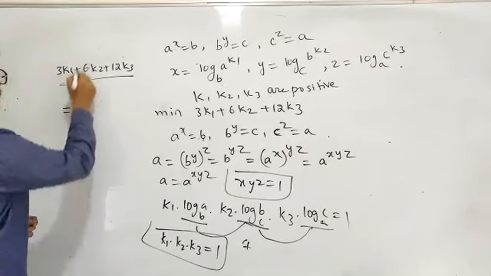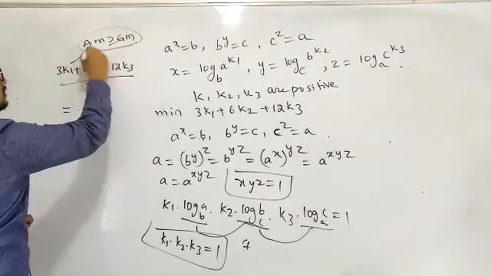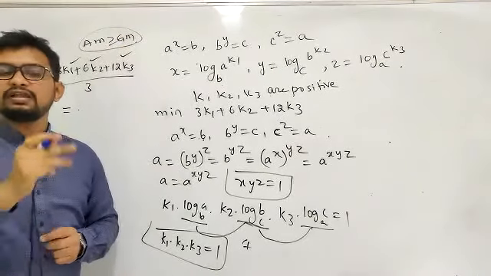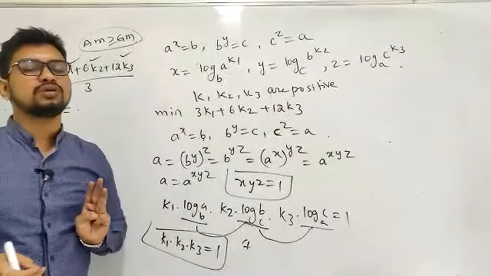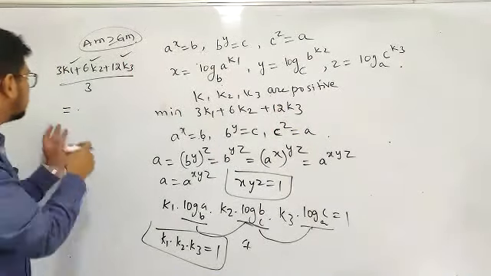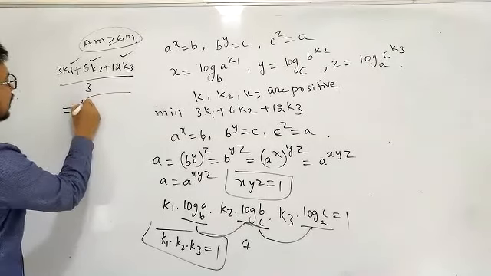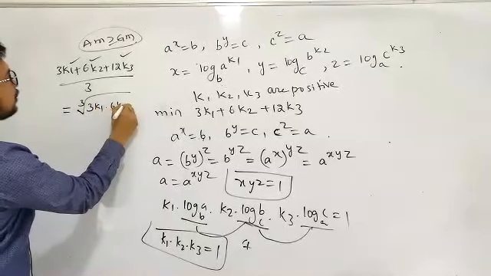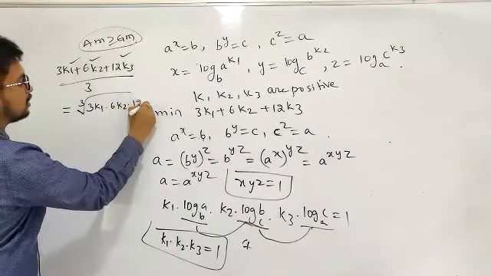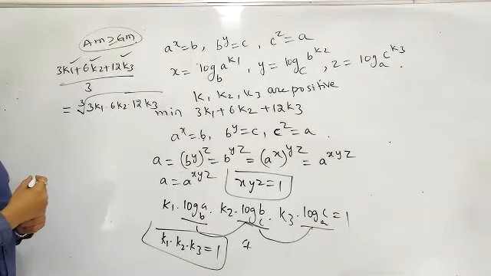This is AM greater than or equal to GM. I'll apply AM greater than or equal to GM as these three quantities are positive. As these three values are positive, I'm applying AM greater than or equal to GM here. So this is greater than or equal to the cube root of 3k1 into 6k2 into 12k3.